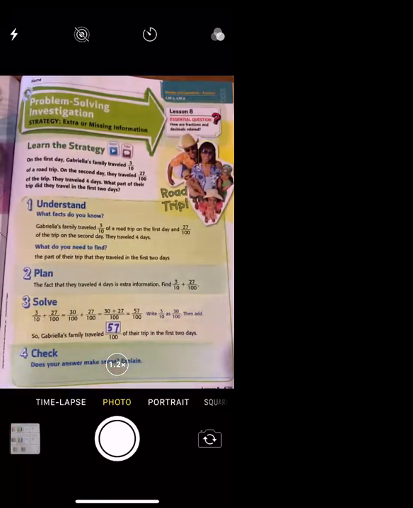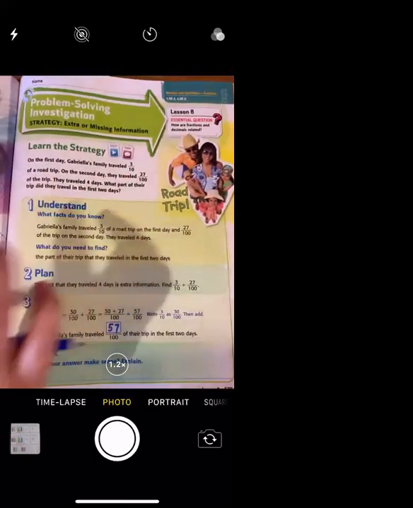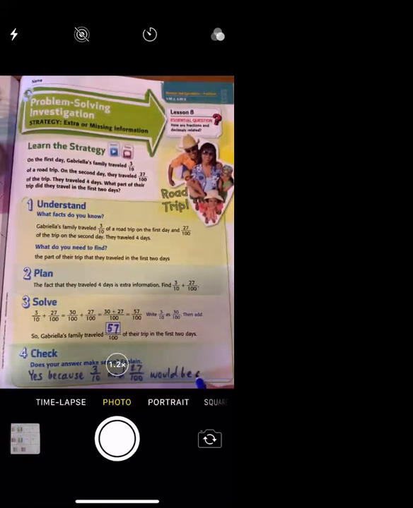Does your answer make sense? Yes, the answer makes sense because if we were to add 3/10 plus 27/100, that would be about half of the trip. So I'm going to say yes, because 3/10 and 27/100 would be about half of the trip. And 57/100 is close to half of the trip. Okay, so it does make sense.